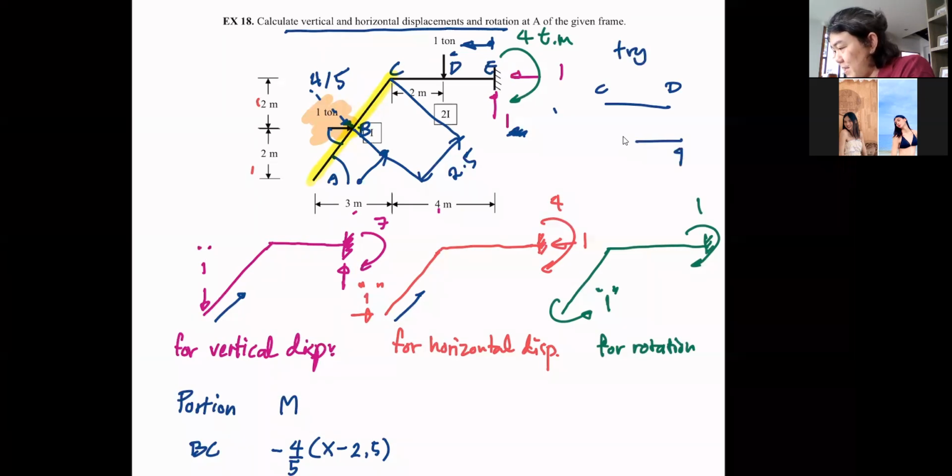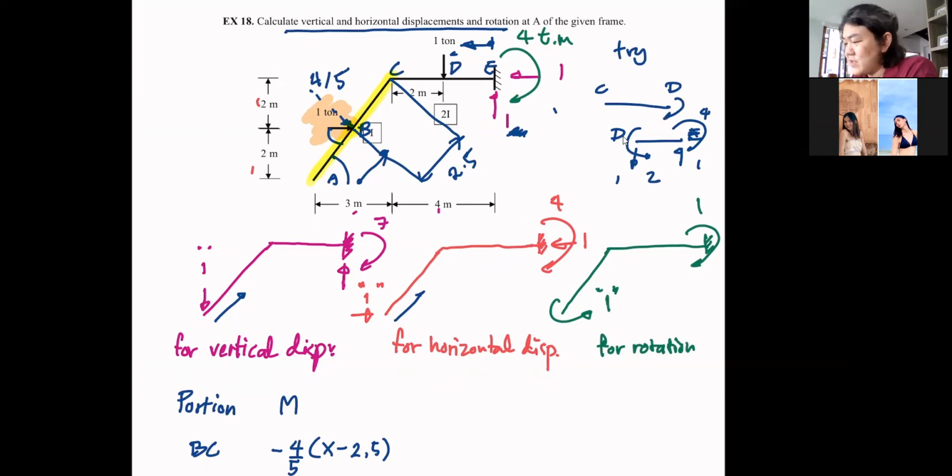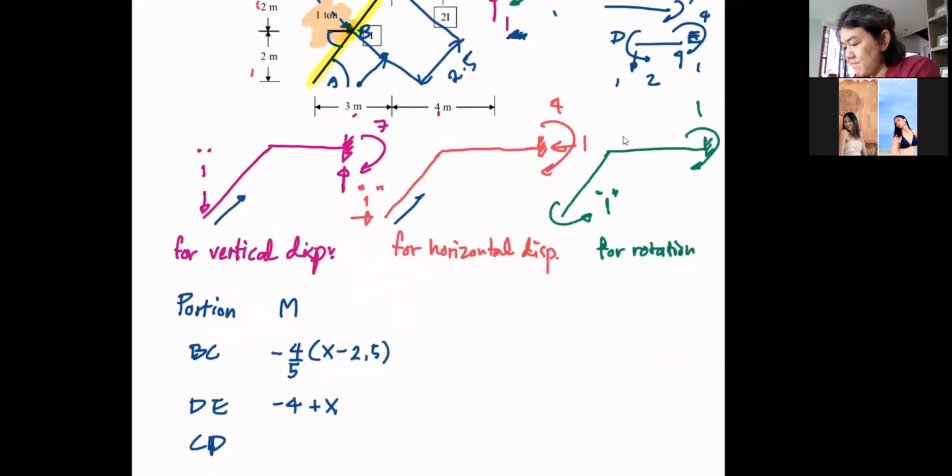That's for E. I think my iPad is running low on RAM. That's why it does that a lot. If that is 1, you need 1 downward. And then you have a moment here of 4. This one produces 2 up, so you have 2 more here. Okay, so that's why for CD, you just have only a constant moment equal to -2. It's negative for me.